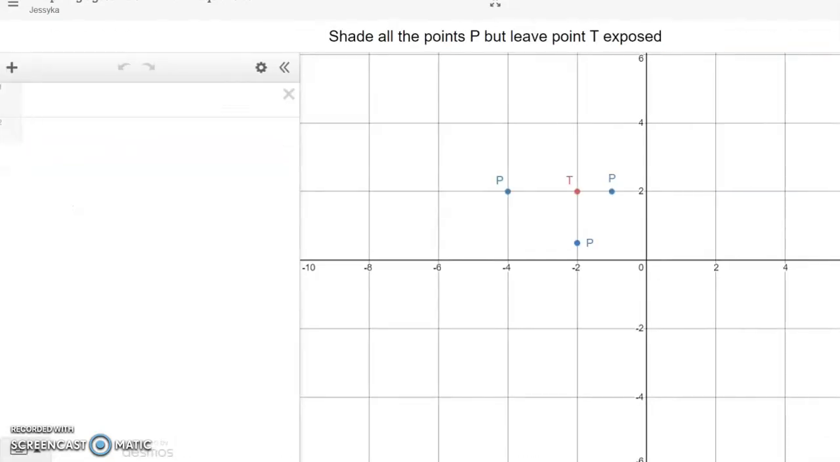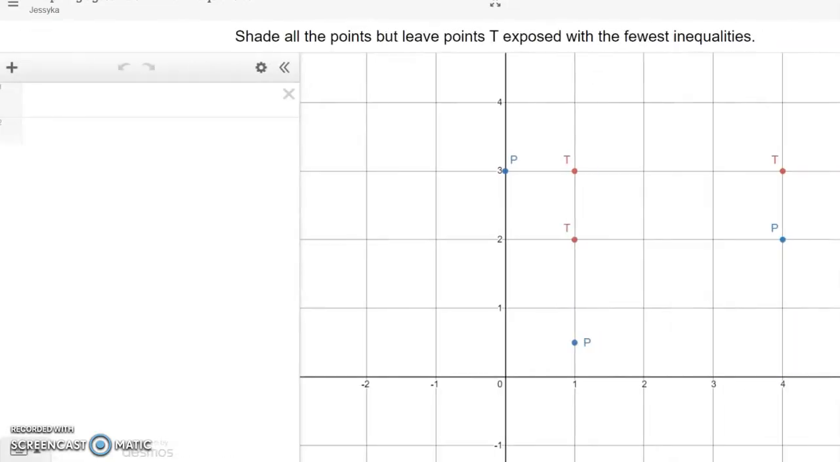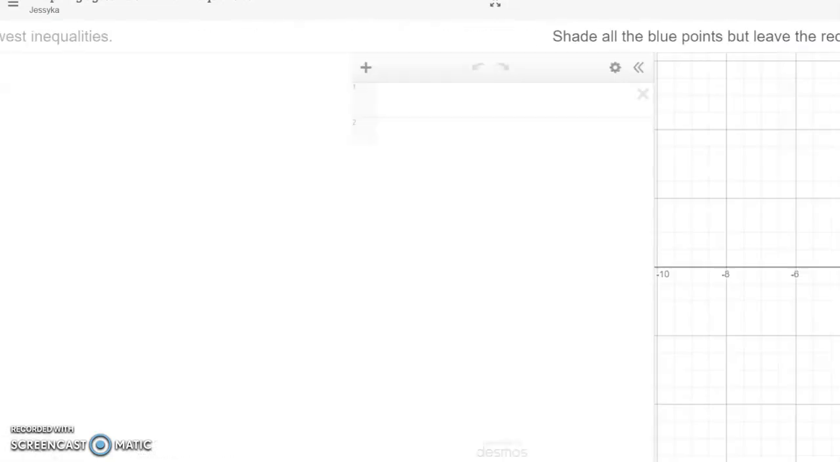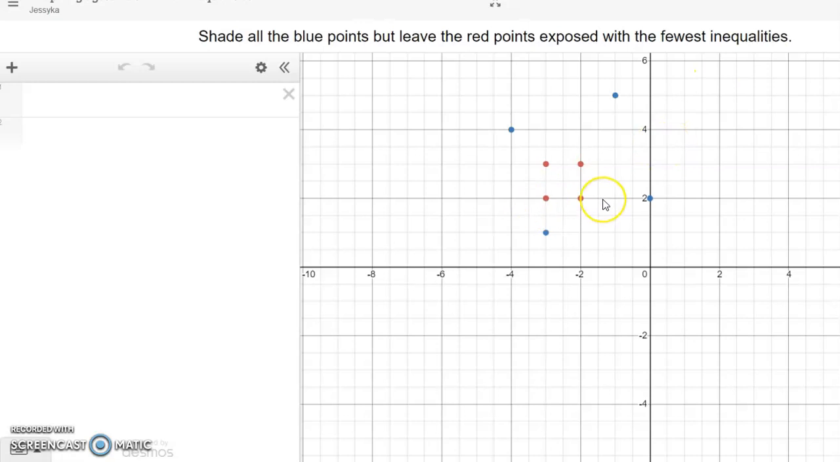Alright, I want you guys to go ahead and try numbers 14, 15, and 16 on your own. So you're going to create your own graphs and you're going to experiment a little bit. Guys, have a great day. Make sure you use your first and last name on this.